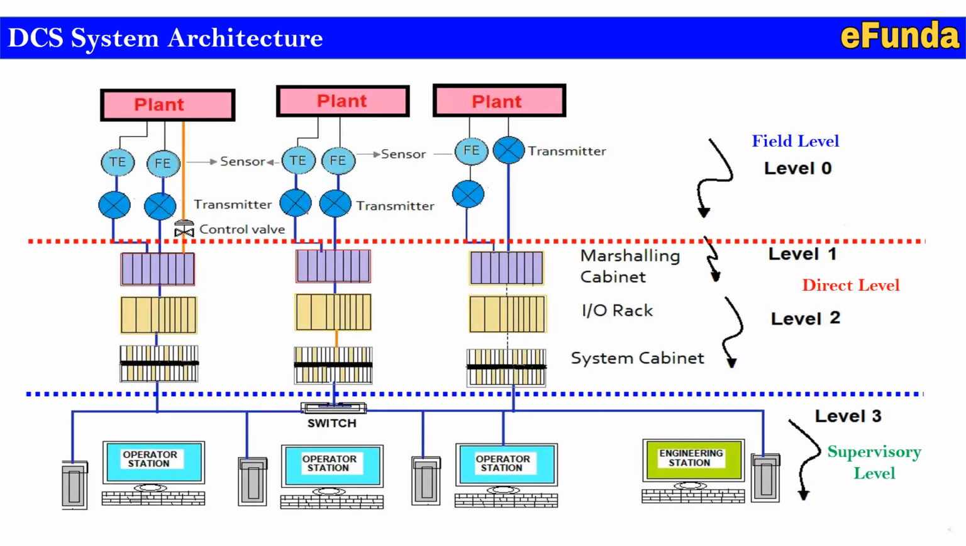DCS system architecture. One can refer to the figure where one can see the interface from field level to the direct level to the supervisory control level. At level 0 the plant is shown and the various types of field instruments along with the sensors are connected, which is getting connected to level 1, which is the marshalling cabinet, and then IO rack, and then further it is connected to the system cabinet, which is level 2, and at last it is going to level 3, mainly the supervisory level, where the operator station and engineering workstations are involved to have the operation of monitoring and control by the operator.